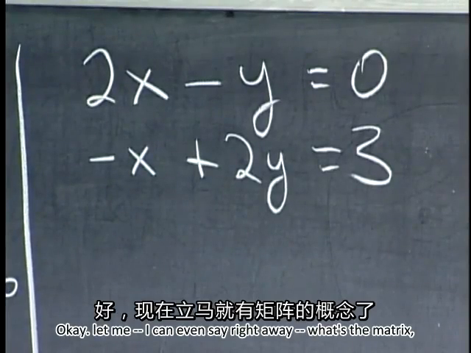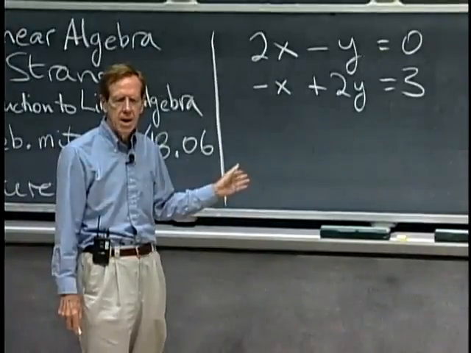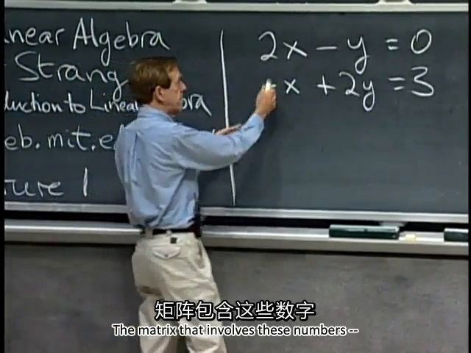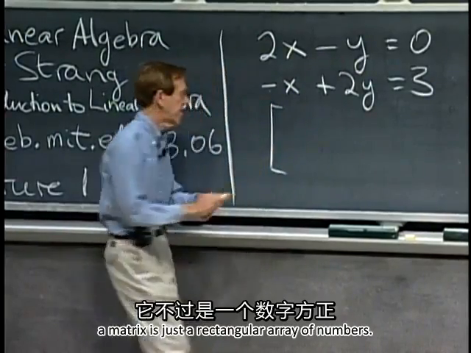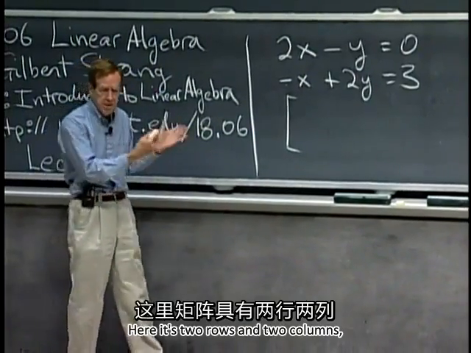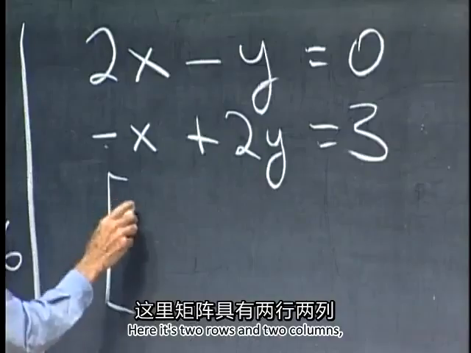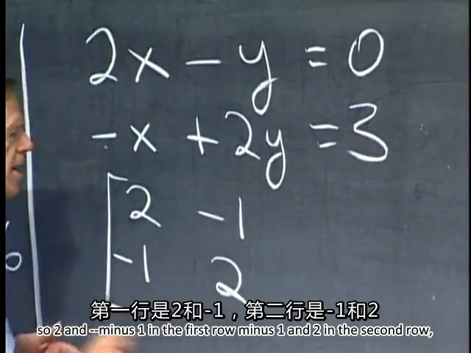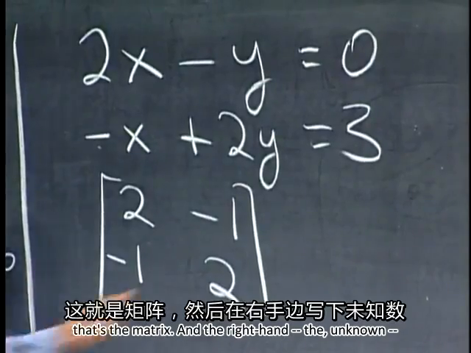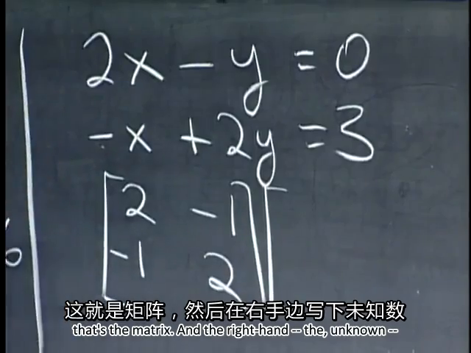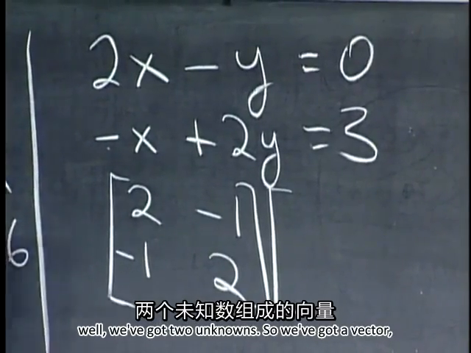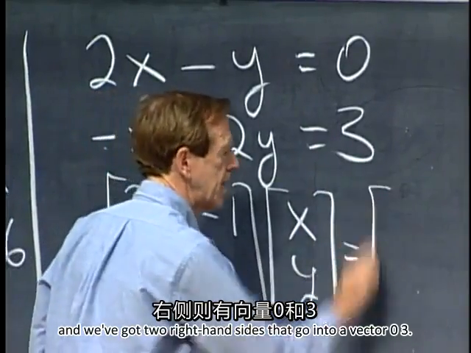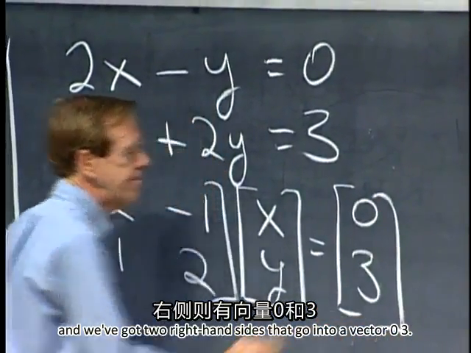I can even say right away, what's the coefficient matrix? The matrix that involves these numbers. A matrix is just a rectangular array of numbers. Here it's 2 rows and 2 columns. So 2 and minus 1 in the first row, minus 1 and 2 in the second row. That's the matrix. And the unknown, well, we've got 2 unknowns. So we've got a vector, x with 2 components, x and y. And we've got 2 right-hand sides that go into a vector 0, 3.